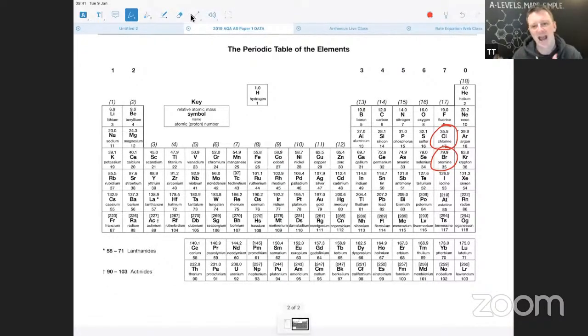Of course, if they asked you, why has chlorine got a higher first ionization energy than bromine? So if they flip the question, you just flip your answer. It's like a stock answer you can use for anything, okay?